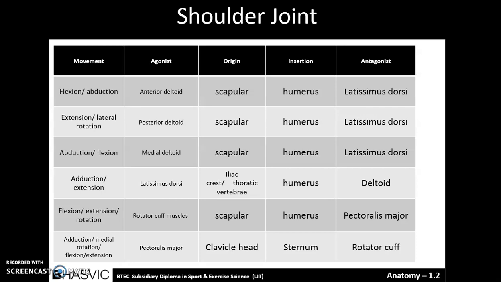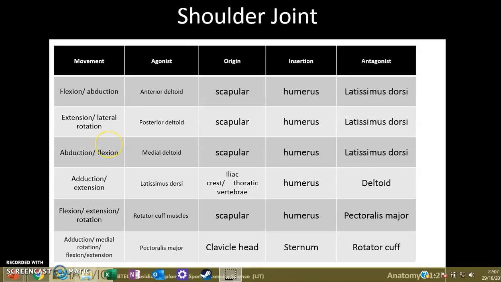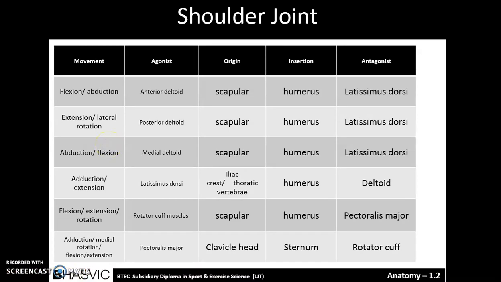The antagonist muscle is the latissimus dorsi. The latissimus dorsi helps adduction and extension at the arms. It originates at the iliac crest and thoracic vertebrae, and it inserts at the underside of the humerus. Its antagonist pairing is all the different parts of the deltoid.